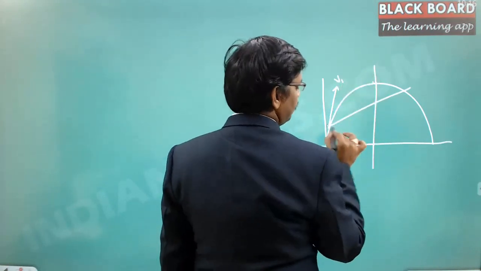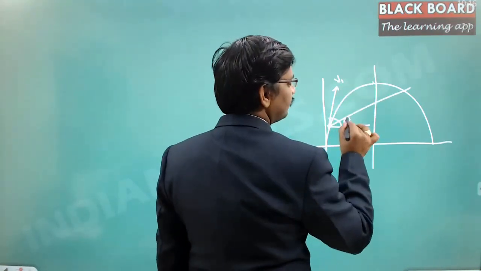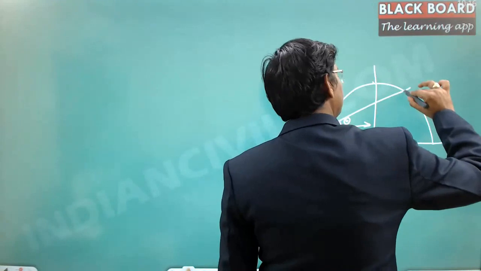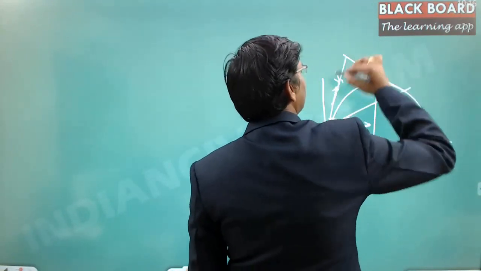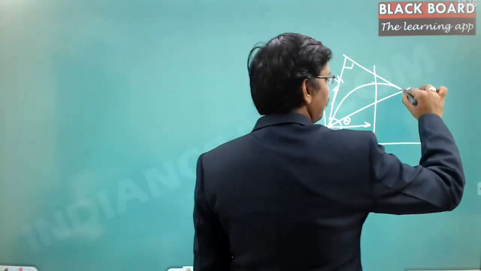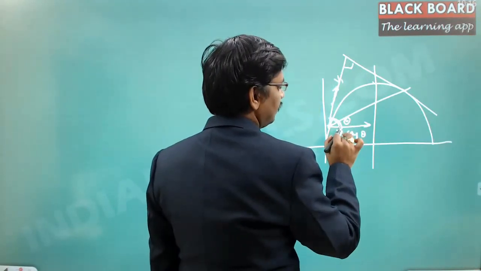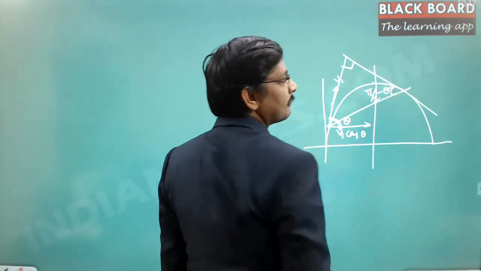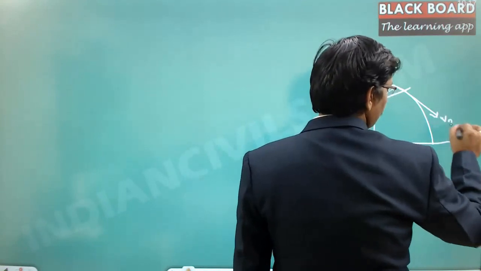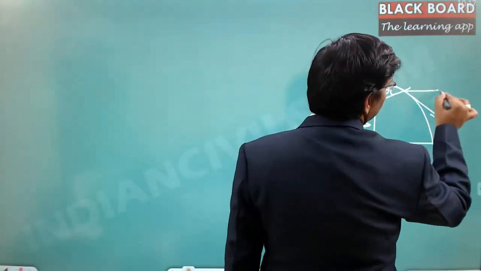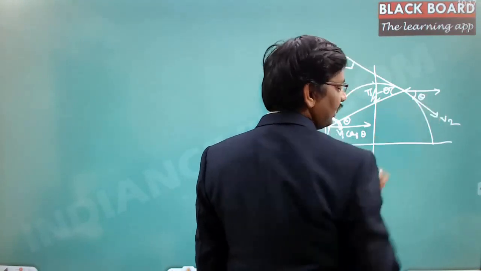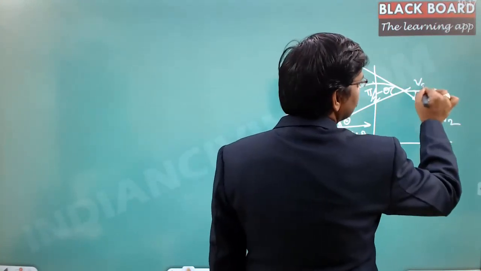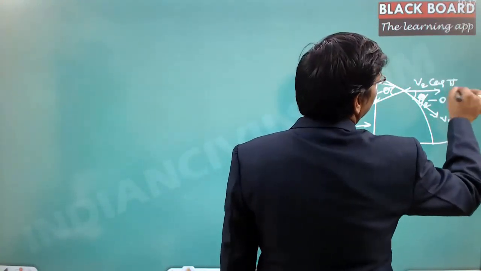This is v1, and with respect to the horizontal it makes an angle of theta, so this is v1 cos theta. And here this is the tangent drawn at the other point. It makes an angle of 90 degrees at this point. Now as this angle is equal to theta and this is 90 degrees, this is going to be pi by 2 minus theta. And the direction of the velocity v2 is in this direction. Now if you calculate the horizontal component of the velocity, this angle being pi by 2 minus theta, the horizontal component of velocity is v2 cos(pi by 2 minus theta).